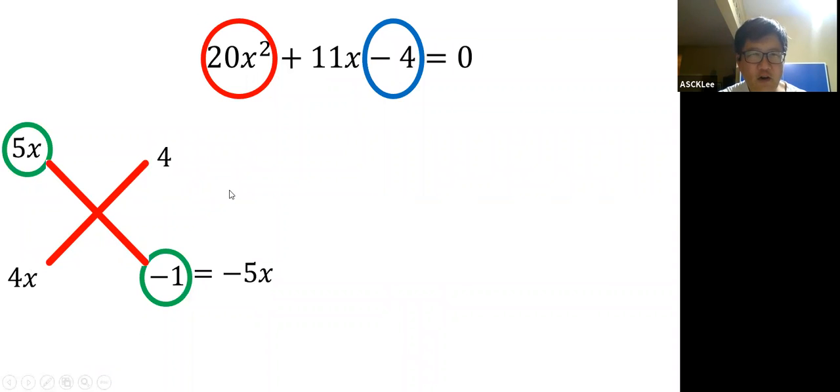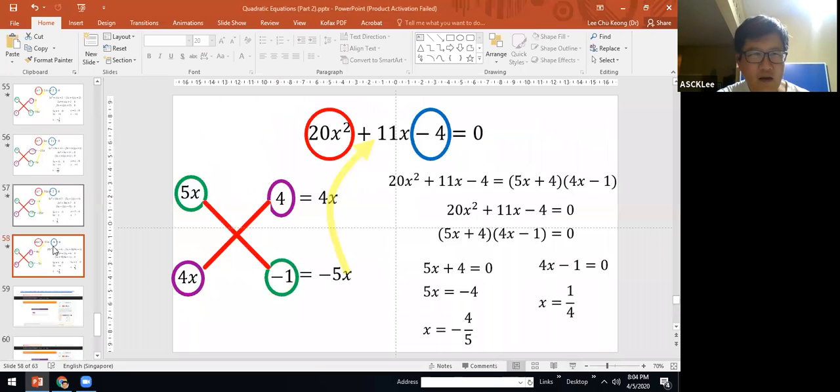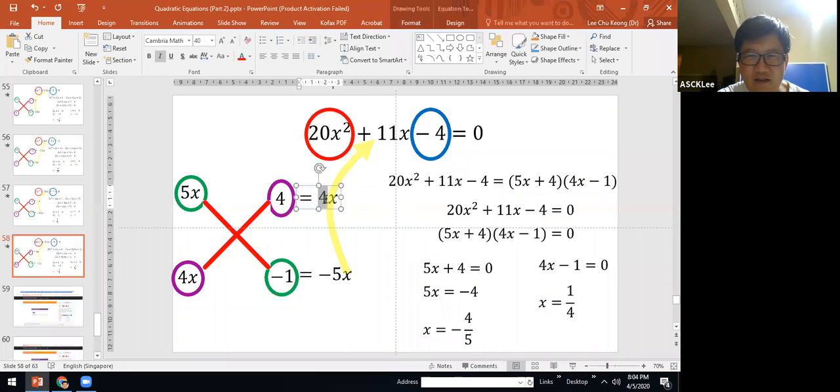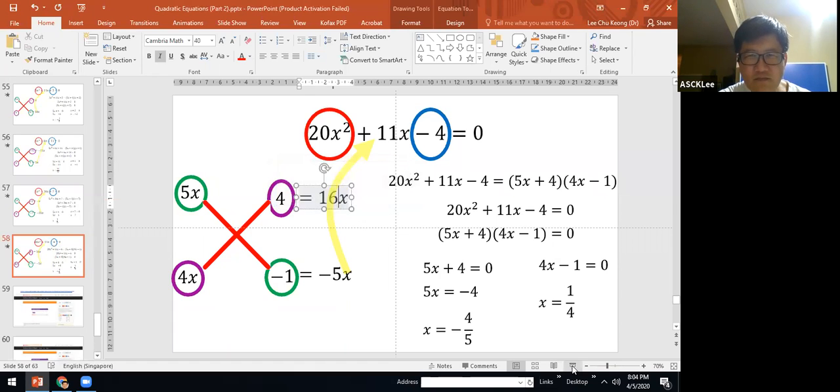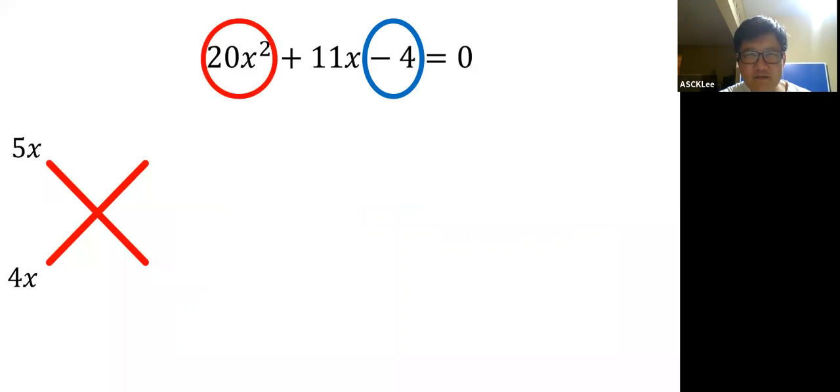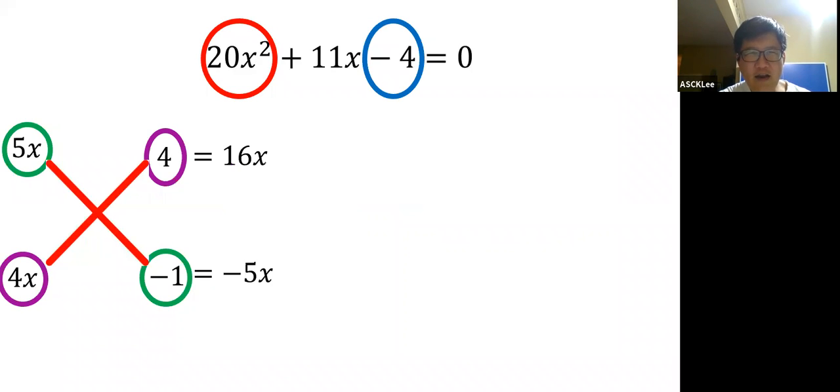And 4x times 4 is 16x. Oops, there's an error here. All right, this is a 16x. Sorry, my bad. So you have a 16x here. And you see that minus 5x plus 16x gives you the 11x. It does give you your 11x.